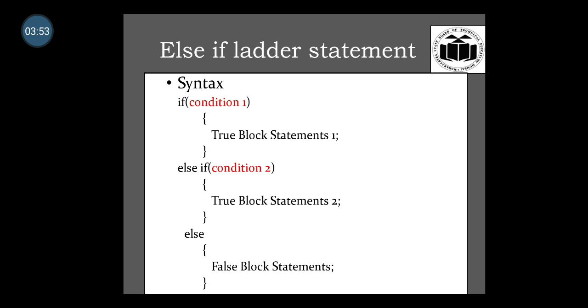And we can write multiple else if between if and else. That means we have written only one else if, but we can write another else if if we have condition 3. At last, we should write the else statement. That statement can be considered as a default statement, meaning if none of the conditions is true, then the else block will get executed. That block is called the false block statement block.